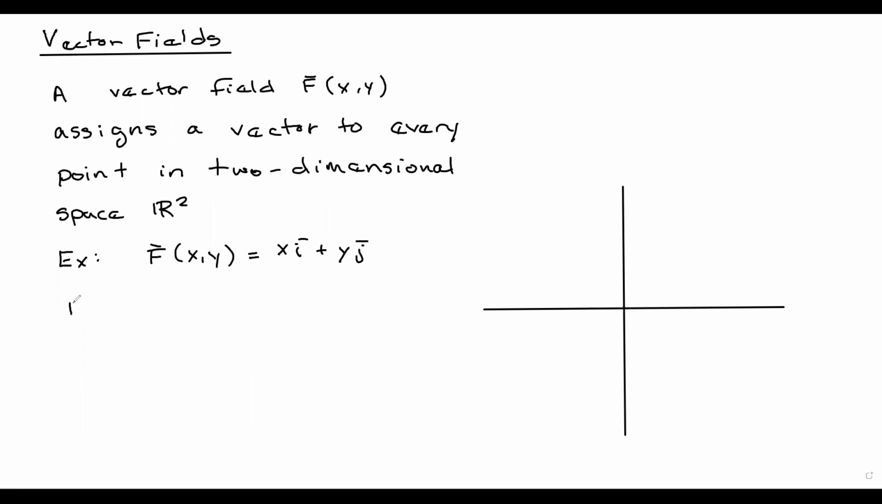So we could start off by plugging in 0, 0. And if you do, you're going to get 0i plus 0j. So we're going to get the 0 vector here at the origin.